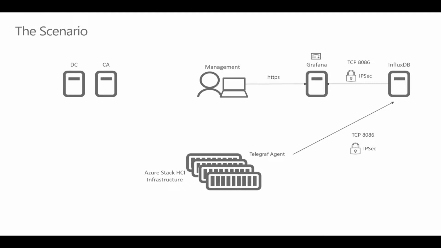And then I will be connecting from the management machine to the Grafana server over HTTPS. Therefore, you need to have a certificate. The certificate will be enrolled from the certification authority. And to authenticate you, we will use LDAP. However, the LDAP will also be secured with LDAPS. So you will also need to have a certificate in the DC. That's why we have a certification authority in here.